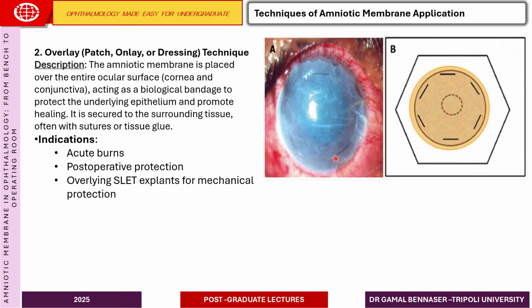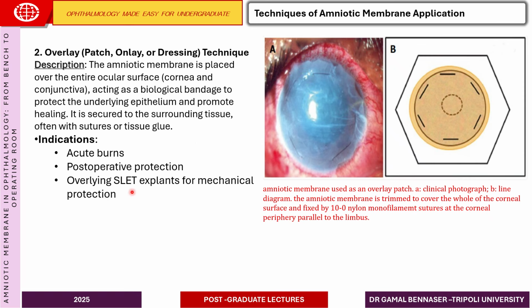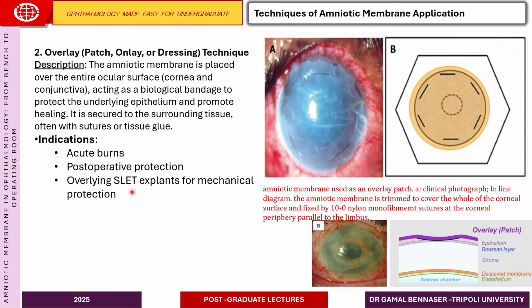We have to keep the epithelial basement membrane side down, and the stromal side up in these cases. So it is indicated in the presence of generalized disease of the eye, like in acute burns, postoperative protection, or in preparation for the SLIT procedure in limbal stem cell deficiency. So this is the second type, which is known as the overlay or the patch technique.